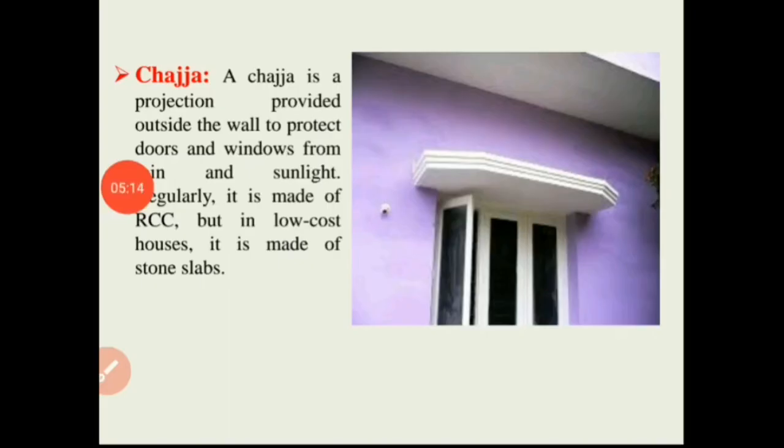Now next is a chhajja. This is the figure of a chhajja. Chhajja or weather shed is generally combined with lintel of a window to protect them from sun, rain and frost, etc. Regularly, this chhajja is made of RCC, but in low-cost houses, it is made of stone slab.